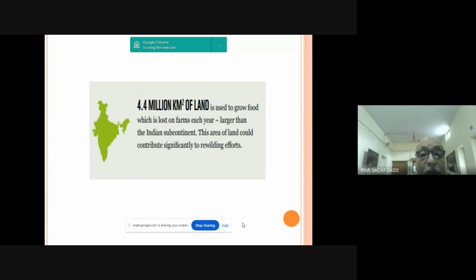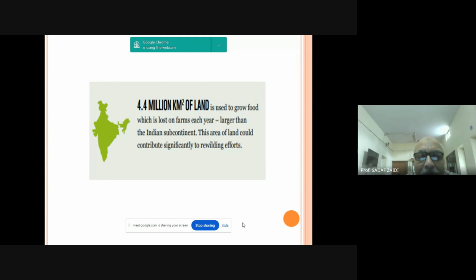So we are polluting. The other thing is, how much land is required to grow the food that is being lost on the farms each year? That is around 4.4 million square kilometers of land that is being utilized to grow the food which is being lost on the farms each year. And you know how much this area is? This area is larger than the Indian subcontinent.